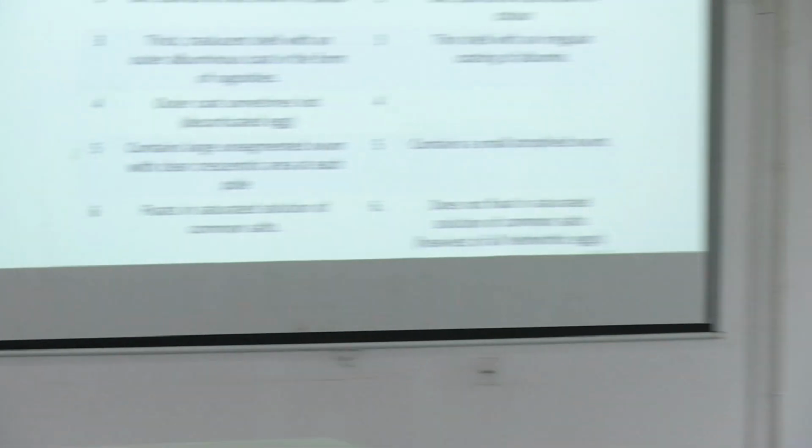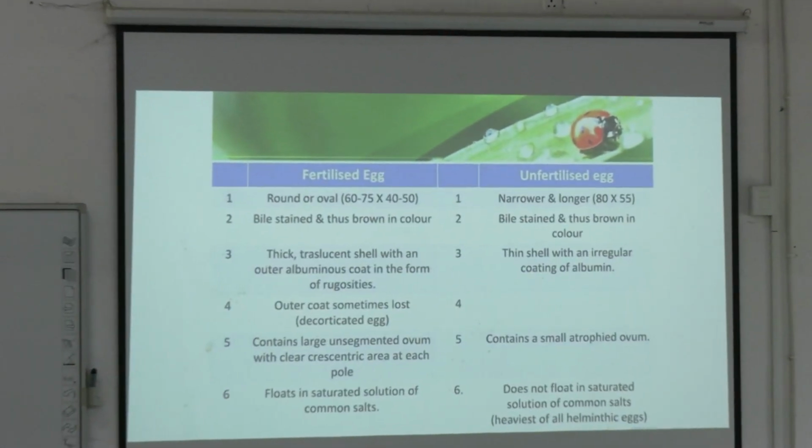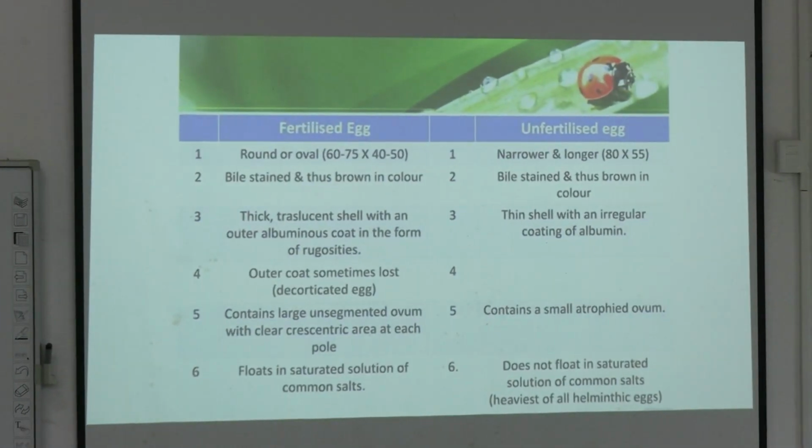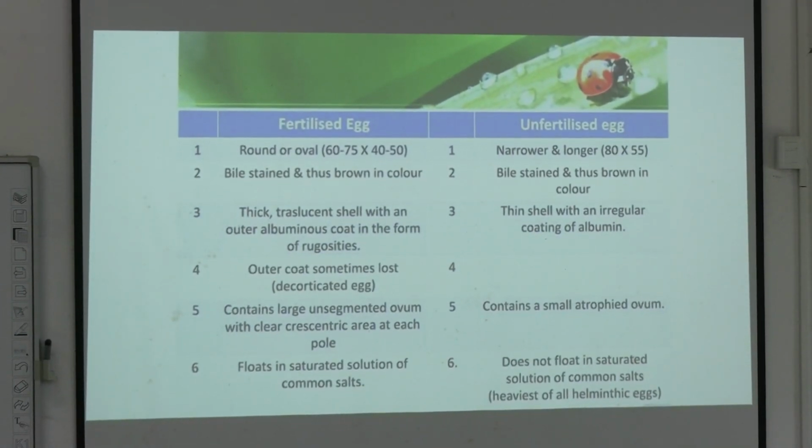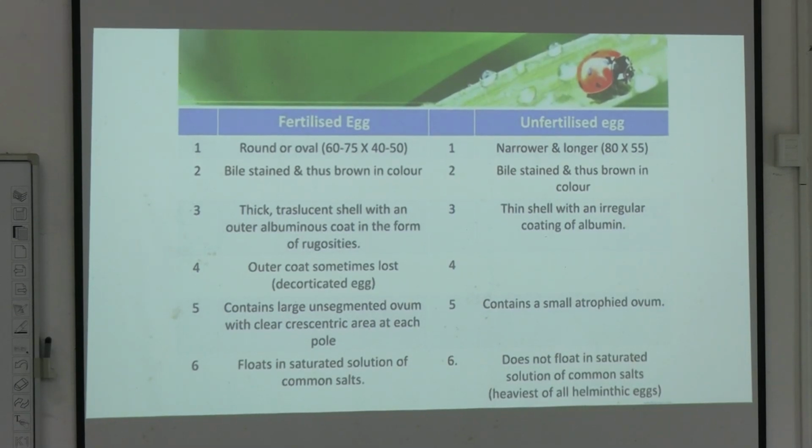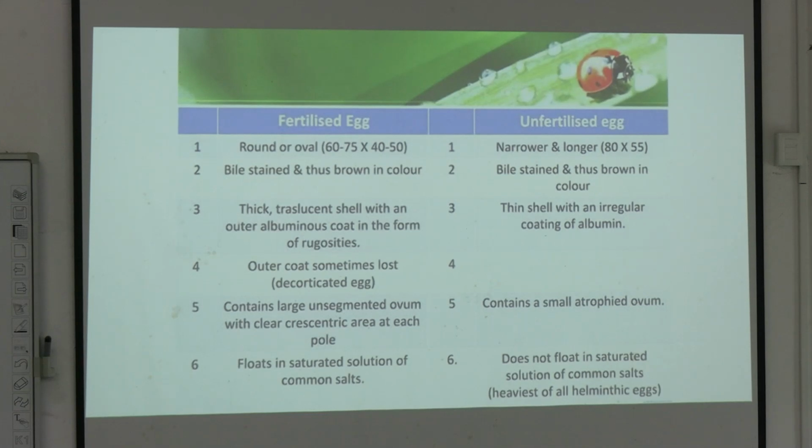Now this is the difference between fertilized egg and unfertilized egg. It will be more important for your practical class if stool is there. A fertilized egg is round or oval, but an unfertilized egg is rectangular and longer. This is bile stained and there is a mammillary coat, a thick translucent protein shell with an outer albuminous coat. The outer coat sometimes contains a large unsegmented ovum, with a clear crescentic area at the pole, and floats in saturated salt solution.